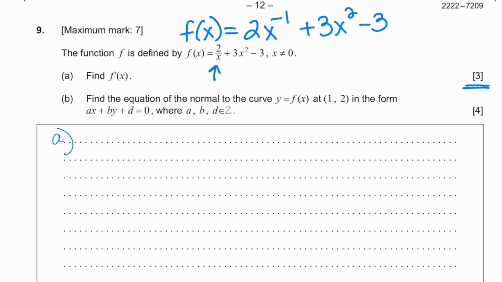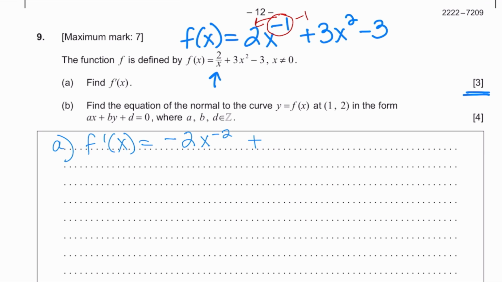So for part A, the derivative is going to be, remember to use the power rule. You take the power, you multiply to the number in front, reduce the power by 1. So I'm going to get negative 2x to the negative 2 power, because negative 1 minus 1 is negative 2, plus, do it again, you're going to get 2 times 3, reduce the power by 1. So it's going to be 6x to the 1 power. You don't have to write the 1 power. And then the derivative of a constant is just 0. So that is my final answer.